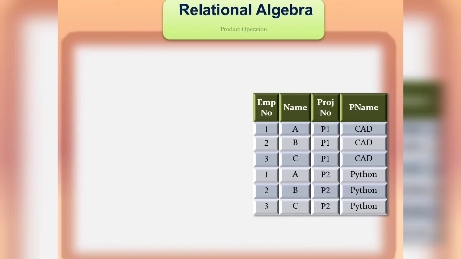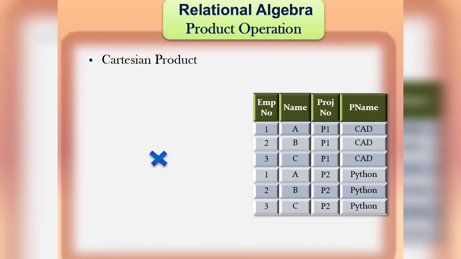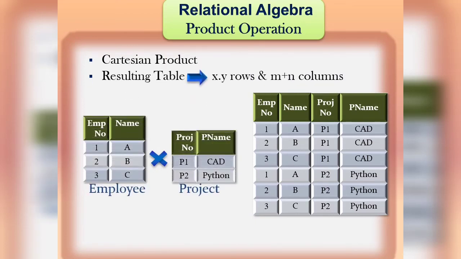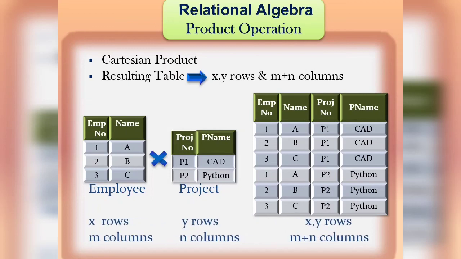Product operation. This is also known as the Cartesian product of relations. This operation results in the combinations of all records in both the relations. The resulting relation has x into y rows and m plus n columns, where x and y are the number of rows and m and n are the number of columns of relation 1 and relation 2 respectively.